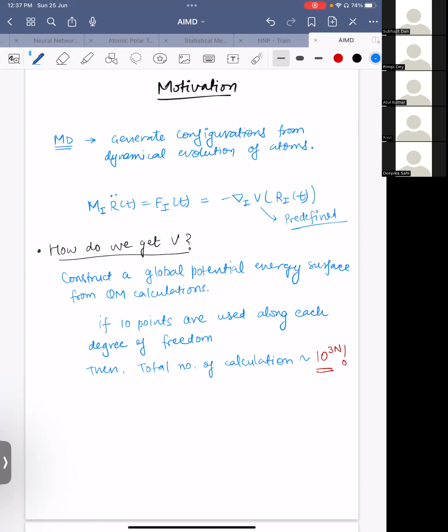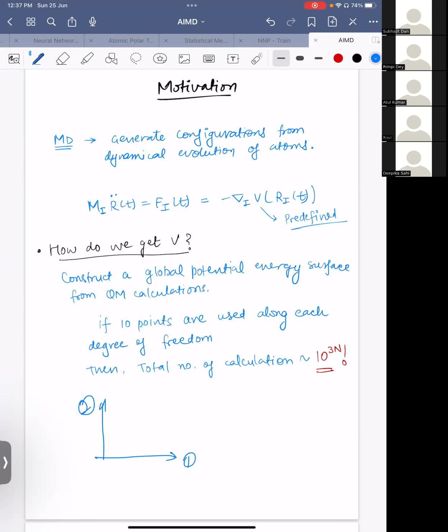Now, suppose we have a system with 2 degrees of freedom, so this is the 1st degree of freedom, this is the 2nd degree of freedom. Suppose we want to calculate 10 points on each degree of freedom, so we have to calculate 100 points. So we have to do the calculation for 100 points for these 2 degrees of freedom.